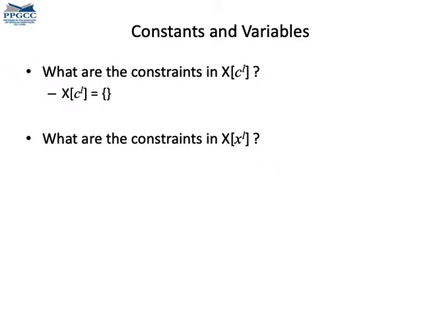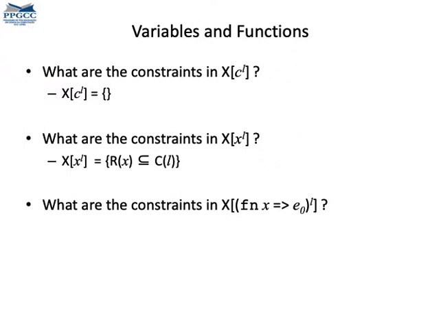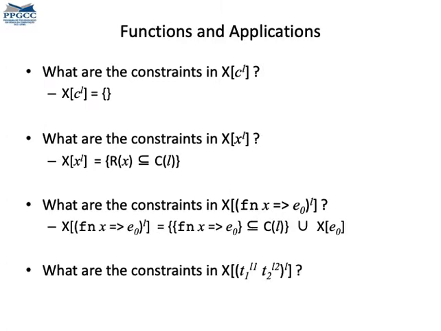What if we visit a variable? In this case, we have one constraint that says that R of x must be inside C of L. If we have a lambda expression, we also have one constraint that says that the expression must be inside its label. Recursively, we keep visiting the body of the expression with a new invocation of the visitor. And that might produce new constraints.